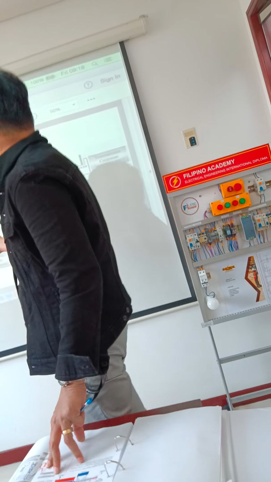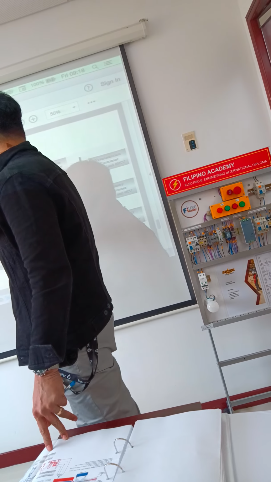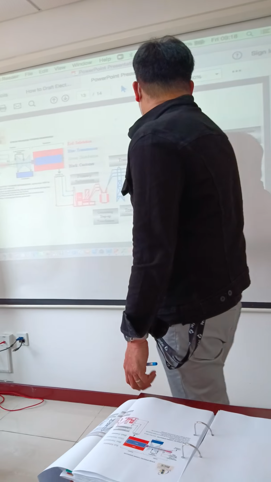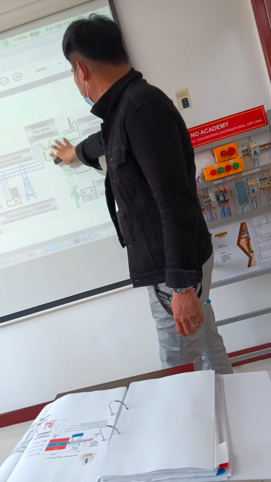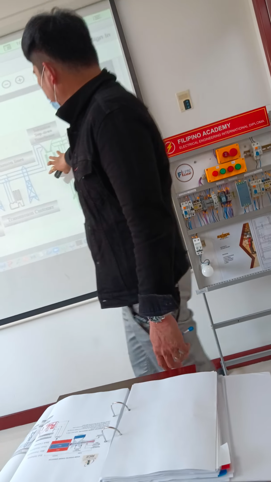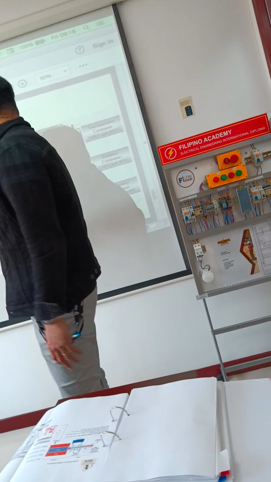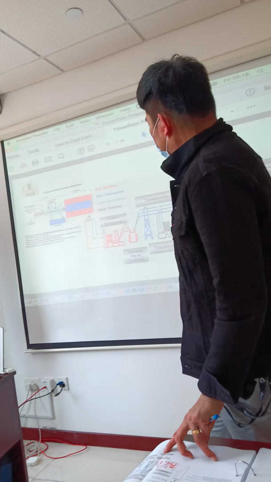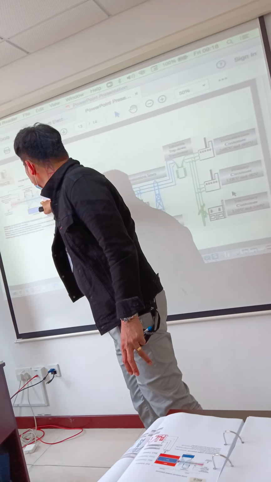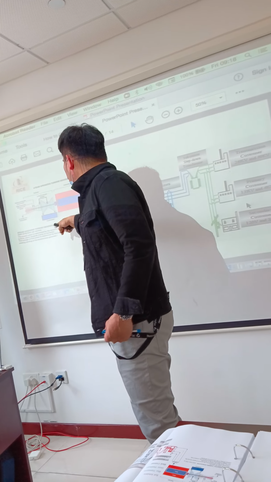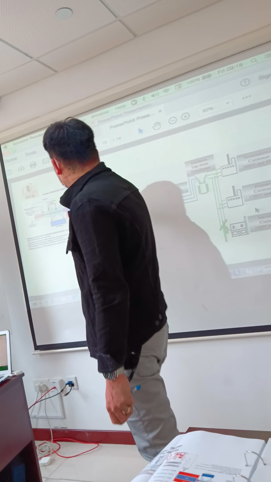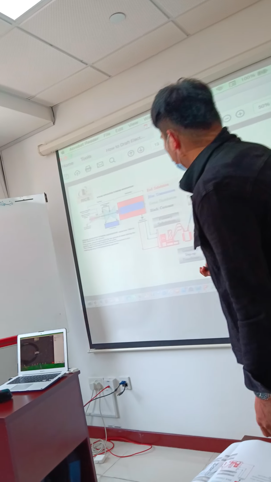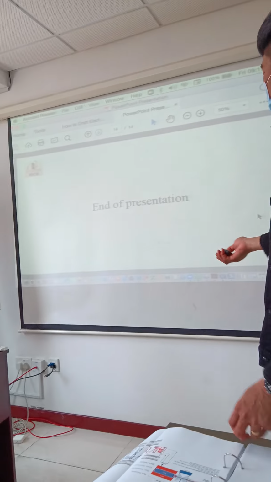Here, the red is the substation, blue is the transmission lines, green is distribution. This is the part of distribution. Black is the customer. This is the rotor. This is the fan assembly generator. End of presentation.